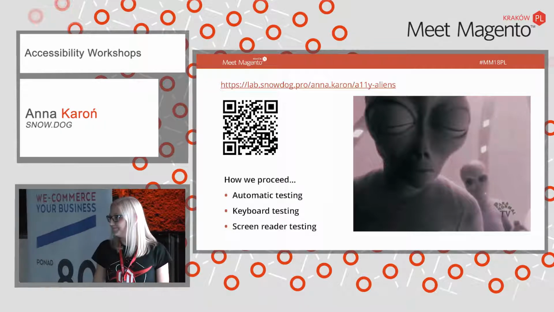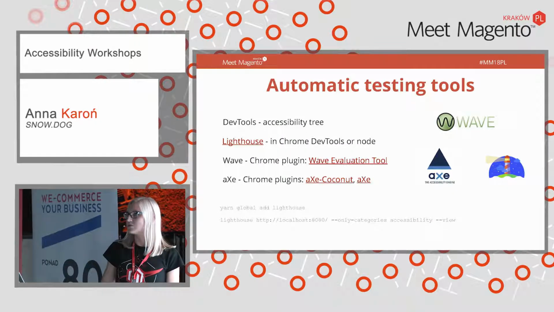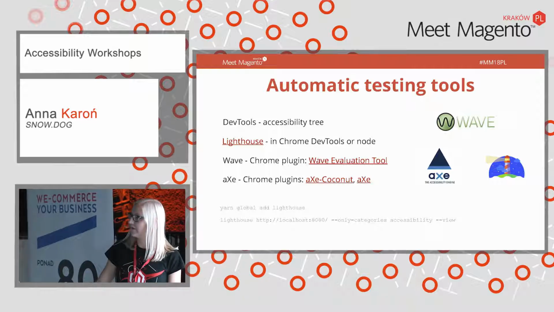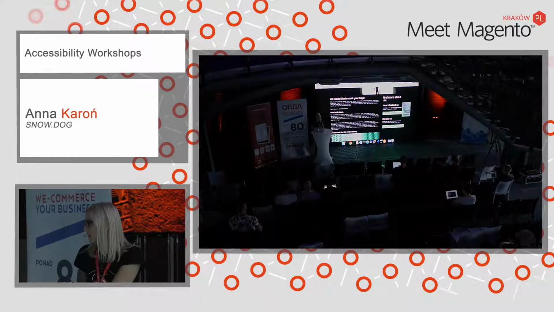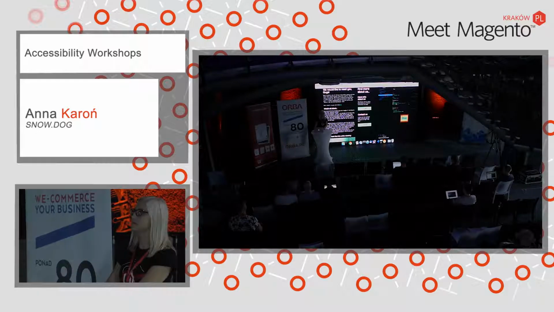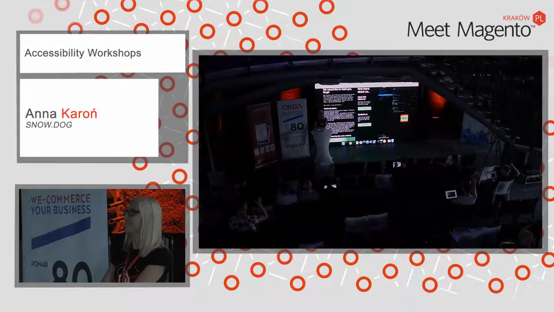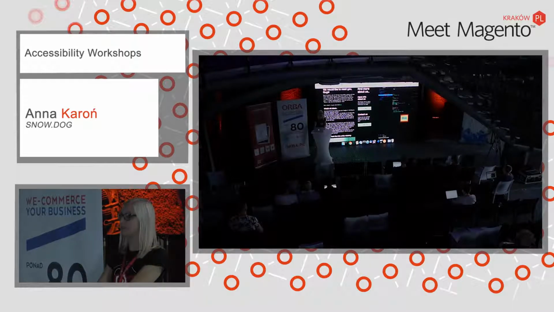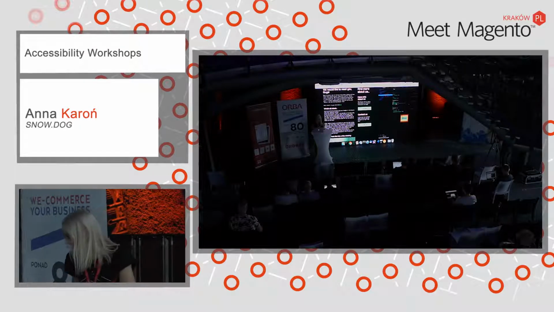So let's go. Automatic testing tools. We have, of course, DevTools, and inside DevTools we can find the accessibility tree. So we inspect the page. Who knows DevTools? Okay, who uses it? Great. Who uses the audit in DevTools? Okay, and the accessibility audit? Okay, so we can check now.